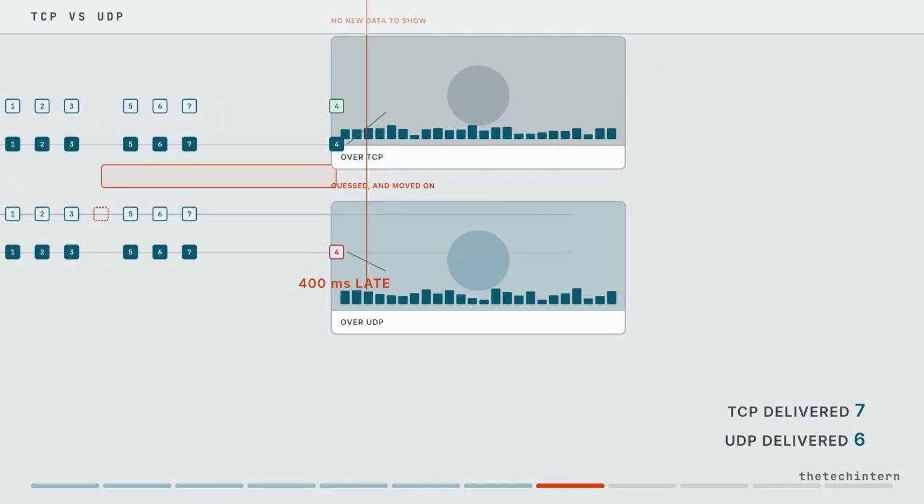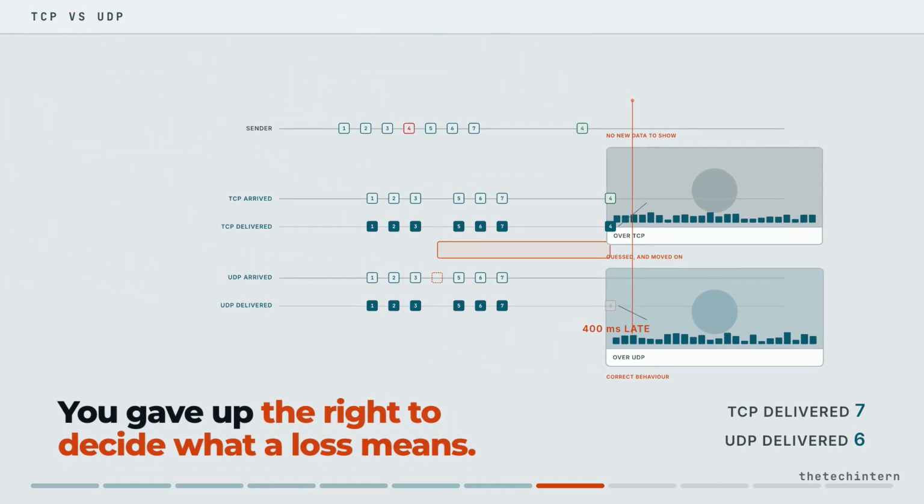In a live call, here's what actually matters. Data that arrives 400 milliseconds late describes a moment that has already gone. It isn't degraded, it's worthless. So losing it was the right call. You didn't give up accuracy. You gave up the right to decide what a loss means.